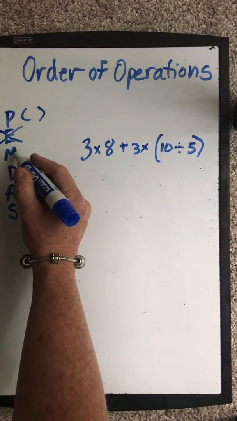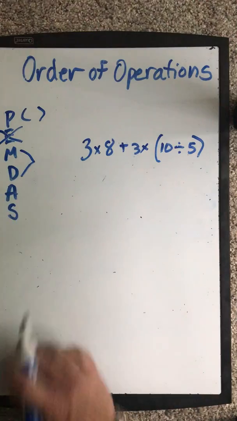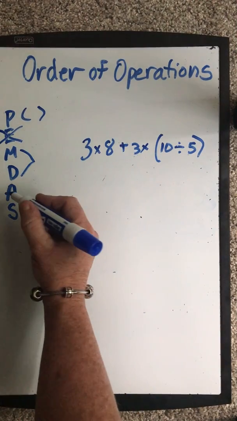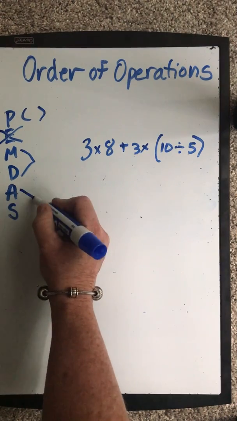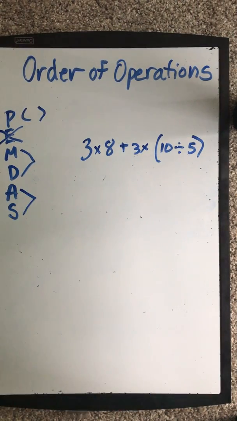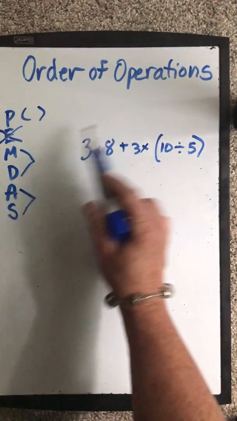Okay, M stands for multiplication, D stands for division. We solve those together at the same time. Okay, and then we end with addition and subtraction. We solve those at the same time. So let's do an example for this problem right here. Okay, we're going to attack this problem.